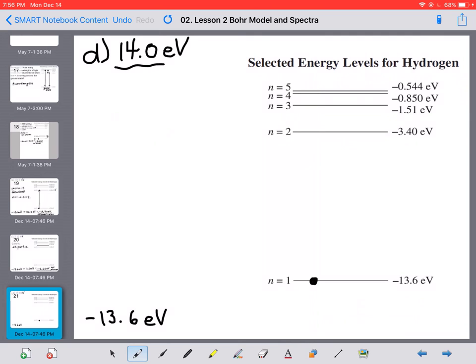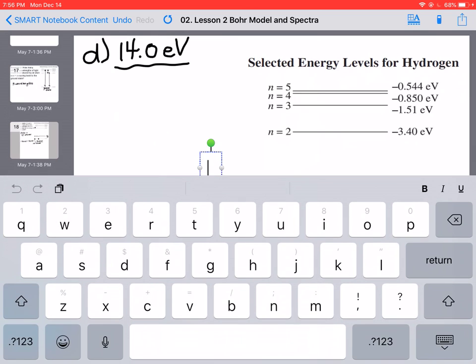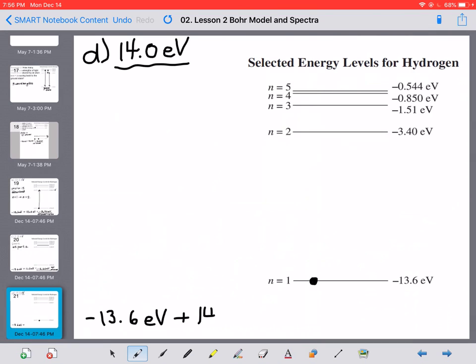So if we give the electron 14 electron volts of energy, that's actually more than enough energy to completely ionize the electron, which ionizing means that we're going to be removing the electron from the hydrogen atom. So watch what happens if I add in 14 electron volts of energy. Then I'm left with 0.4 electron volts of energy. So what will happen is this electron that's in the ground state is going to go up until it's actually out of the atom.